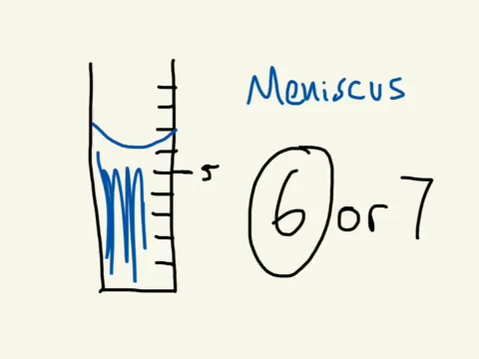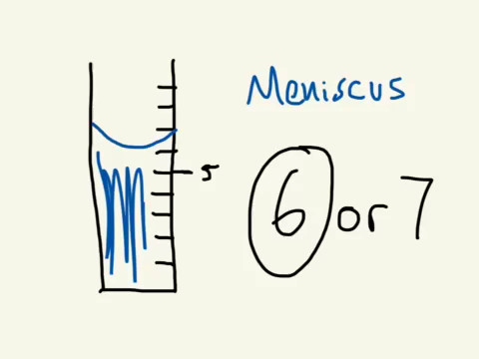To read a meniscus, you read the bottom of this dip. Wherever this bottom, this little ditch here, this little dip of the meniscus, wherever that is touching, that is the reading that you are writing down. So this is in fact not a 5, because 5's down here, but a 6. And definitely not a 7.